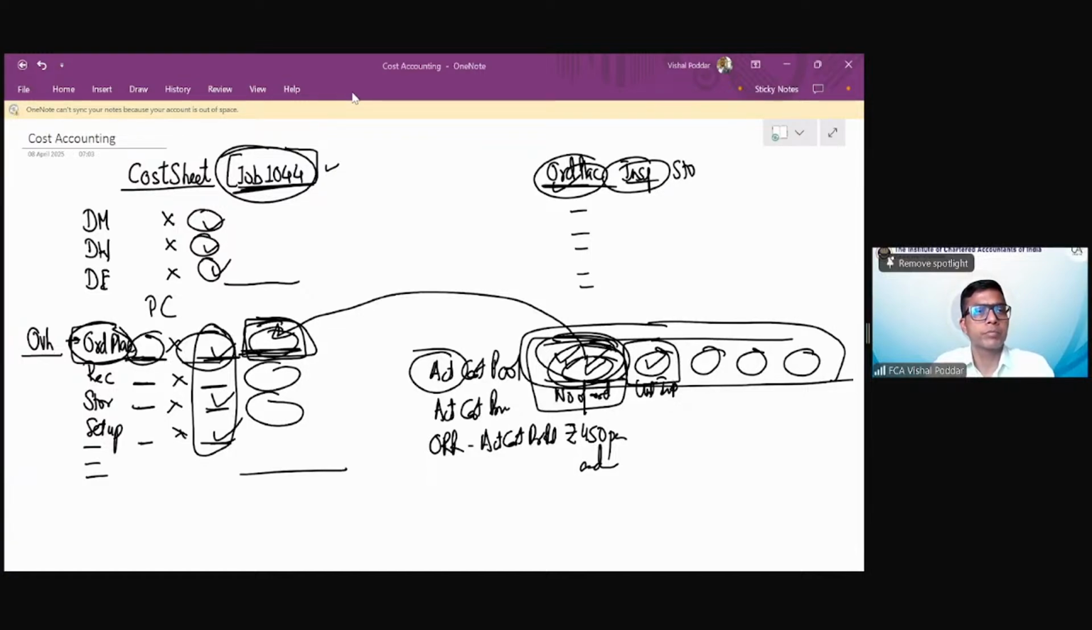Fine? Sir, that question was very difficult to understand. Sorry, beta. Okay, sir. Just send the screenshot in the group and just mark it. I'll explain it to you. Okay, sir. Fine? Okay, yes sir. Great.